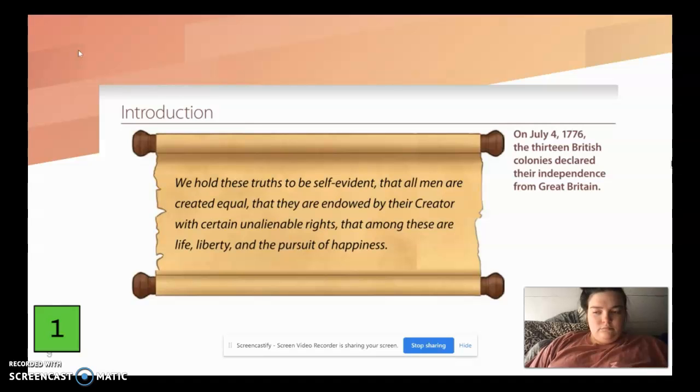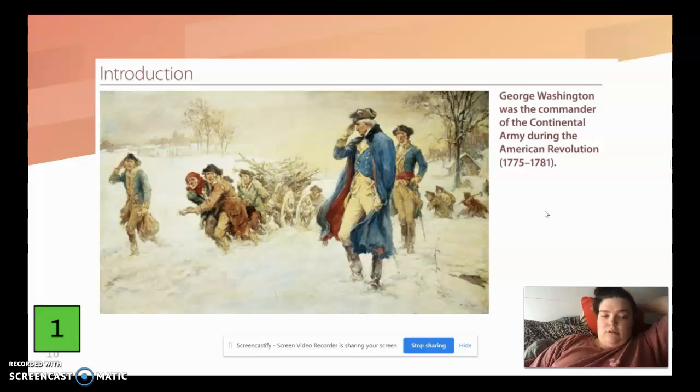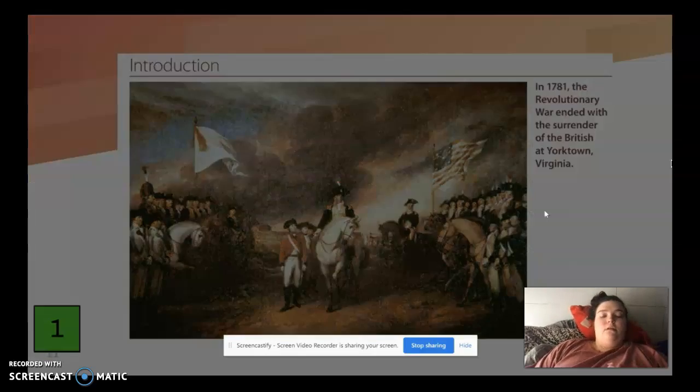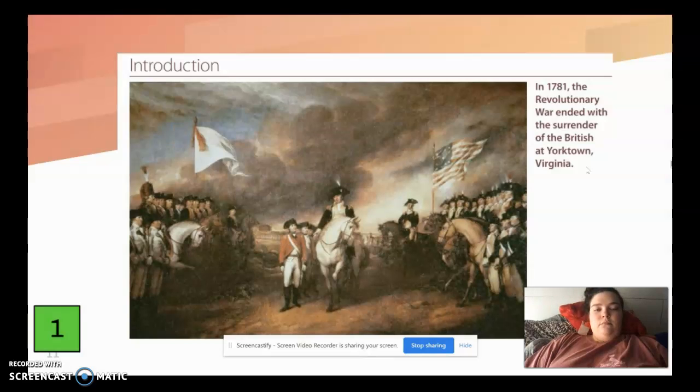Before we begin, though, we have 3 events that we need to put on our timeline. Remember that a timeline goes in chronological order from when the events happened. So let's look at these events. On July 4th, 1776, the 13 British colonies declared their independence from Great Britain. George Washington was the commander of the Continental Army during the American Revolution from 1775 to 1781. In 1781, the Revolutionary War ended with the surrender of the British at Yorktown, Virginia.